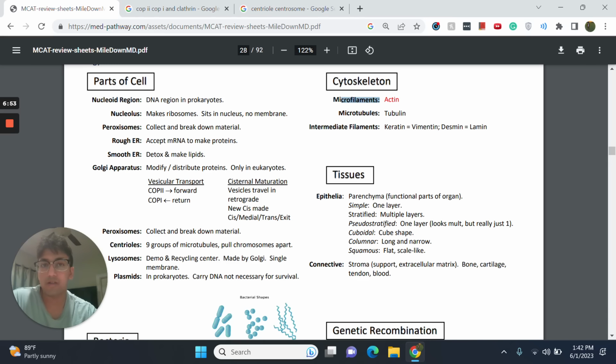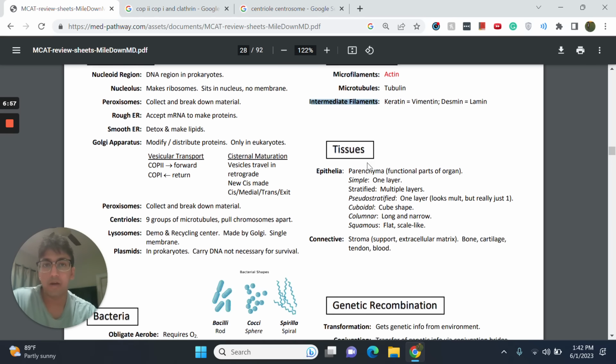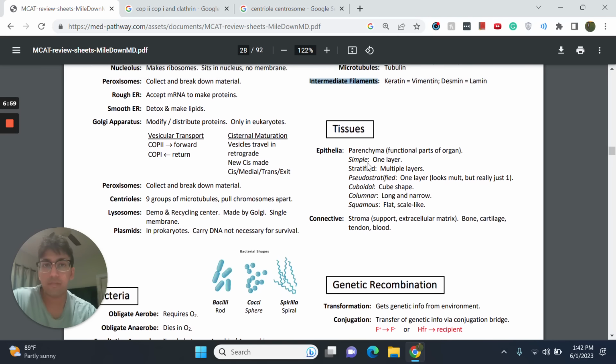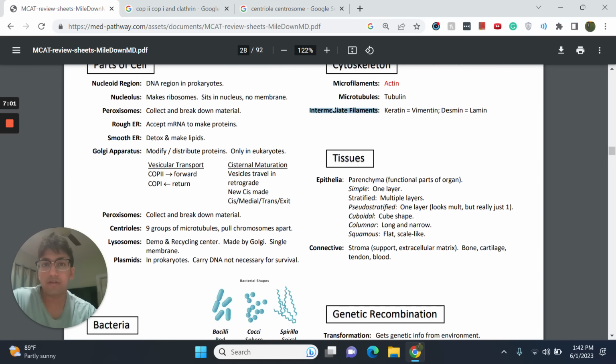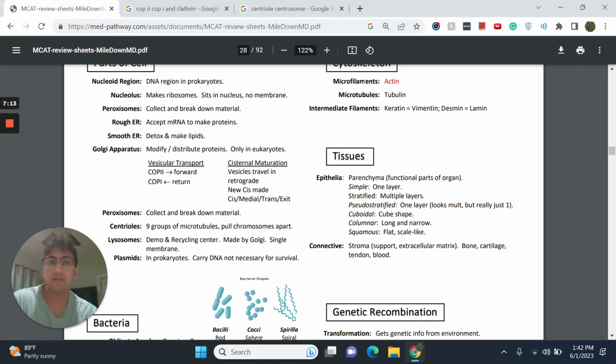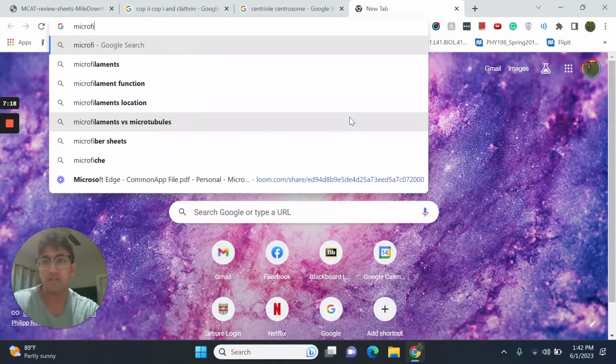Microfilaments are the smallest, microtubules are the largest, and intermediate is in between those two. Okay. So intermediate filaments are very important for structural support. Microtubules are what I mentioned, very important in the centriole and centrosome and moving things within the cell. And microfilaments are very important in general and in cell motility and things like that.